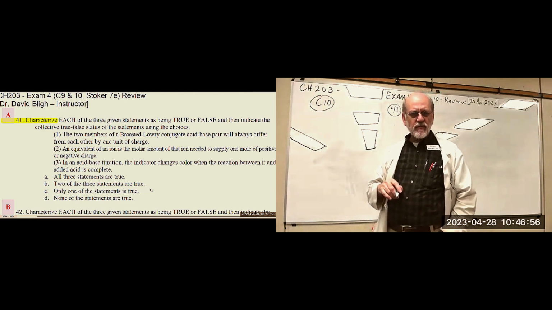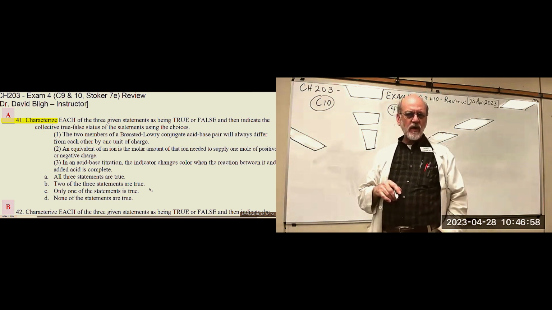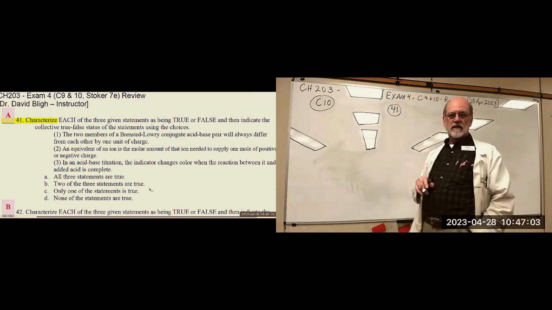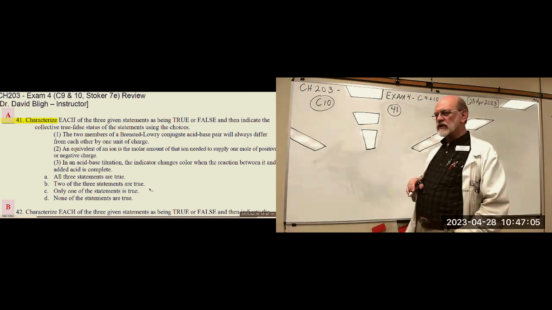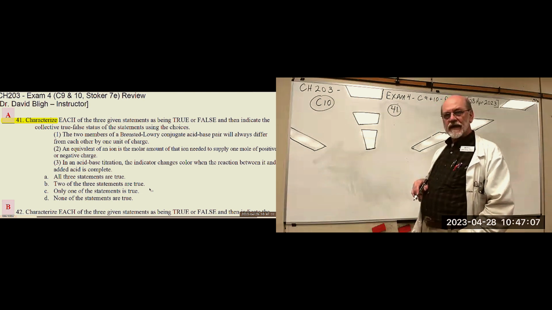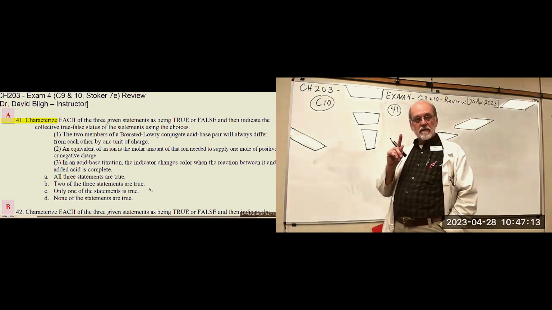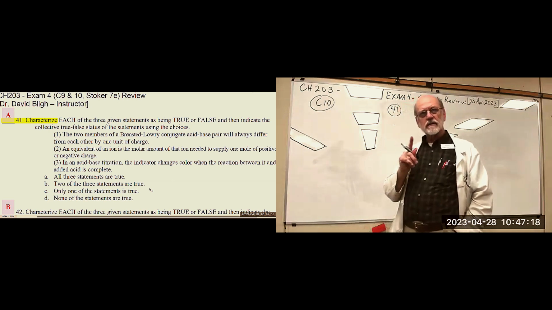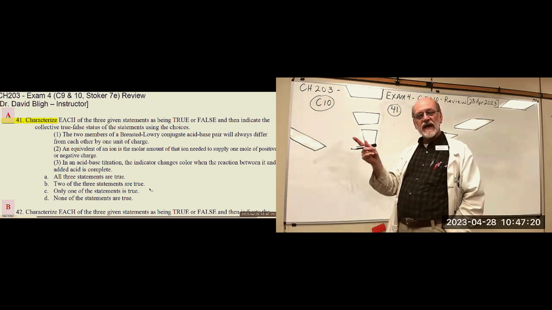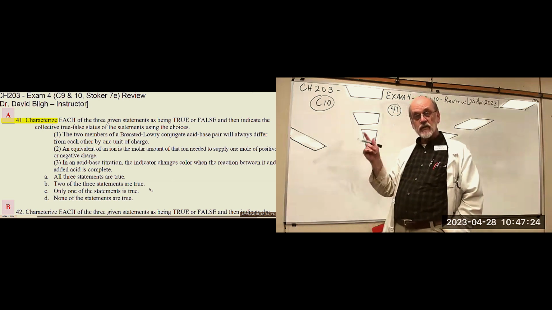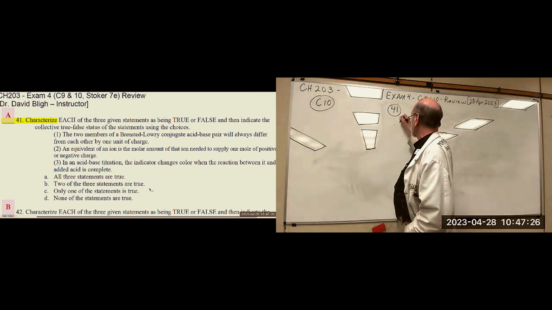The two members of a Bronsted-Lowry conjugate acid-base pair will always differ from each other by 1 unit of charge. Yes, because when you lose a hydrogen, the hydrogen leaves a negative behind, and the negative goes to the conjugate base. Right? So they will differ by 1 unit of charge.